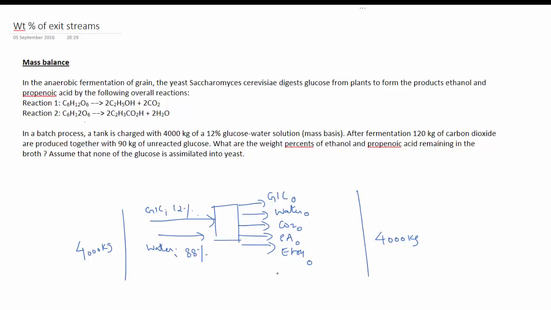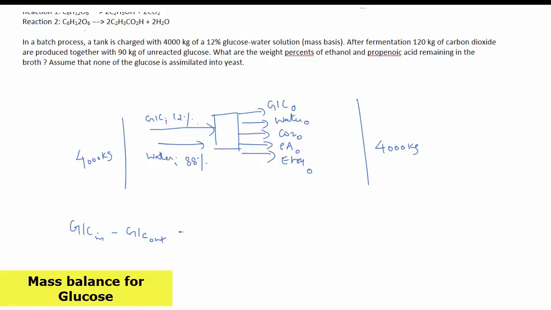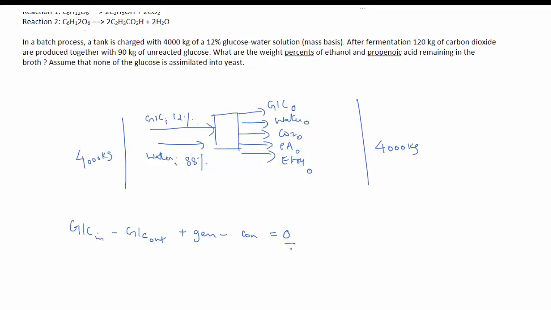So with this information in hand, let's construct the mass balance equations. First one to do is the mass balance for glucose. So glucose in minus glucose out plus anything which is generated minus anything which is consumed has to be equal to 0. Why 0? It's because we are dealing with steady state and there is no accumulation. So glucose in, we've got the mass. And when you have reactions, it's much better if you do the calculations in moles, because the reaction relates numbers in terms of moles through the stoichiometric coefficients.